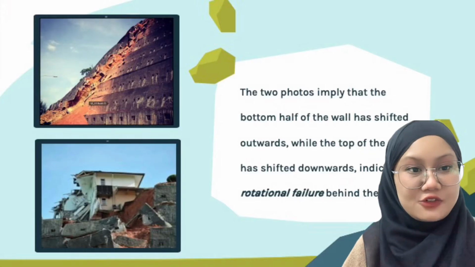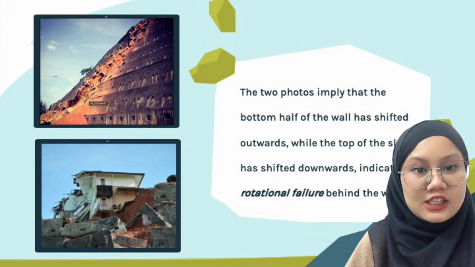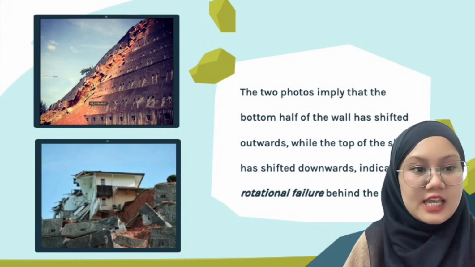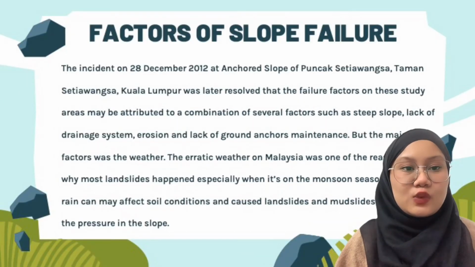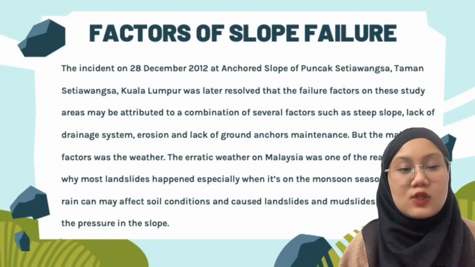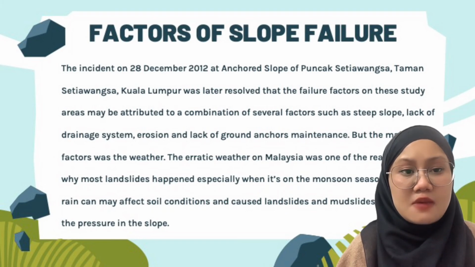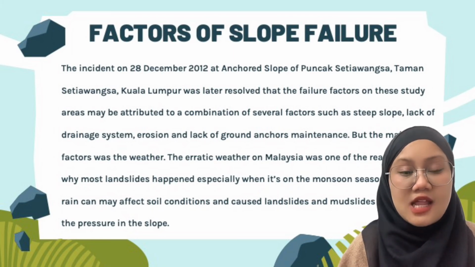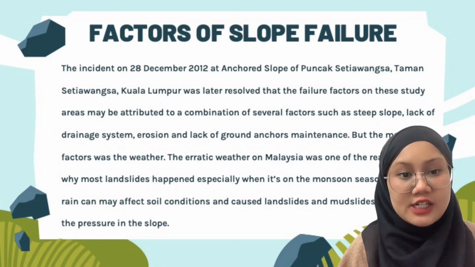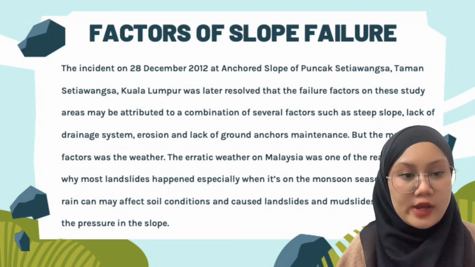Okay, these 2 photos on the screen imply that the bottom half of the wall has shifted outwards while the top of the slope has shifted downwards, indicating rotational failure behind the wall. The incident on 28 December 2012 at the anchored slope of Puncak Setiawangsa, Taman Setiawangsa, Kuala Lumpur was later determined to be attributed to a combination of several factors such as steep slope, lack of drainage system, erosion, and lack of ground anchor maintenance. But the main factor was the weather in Malaysia.